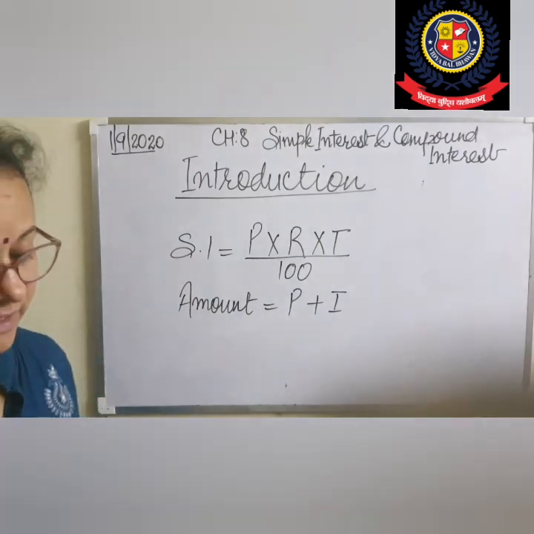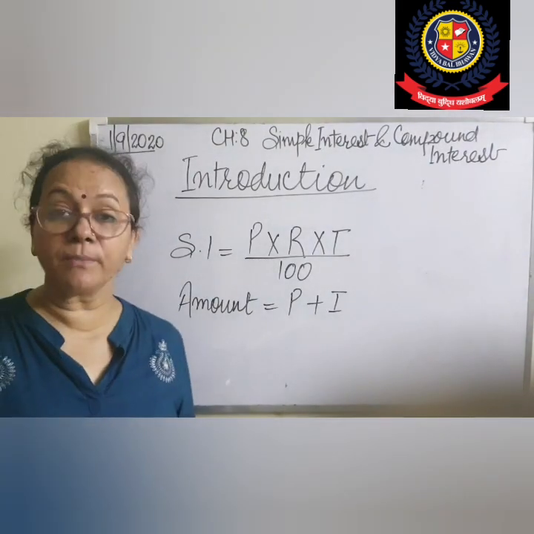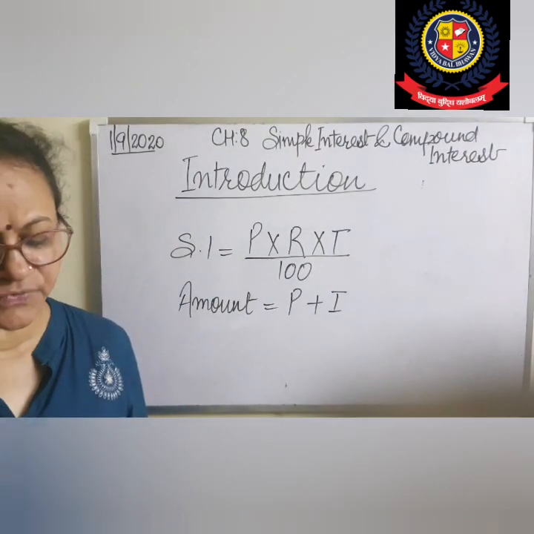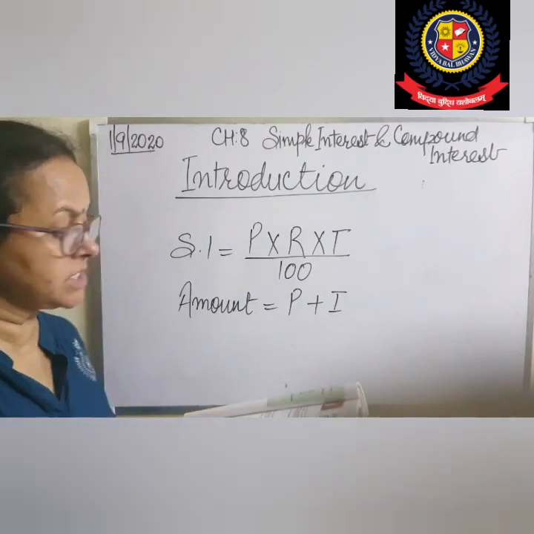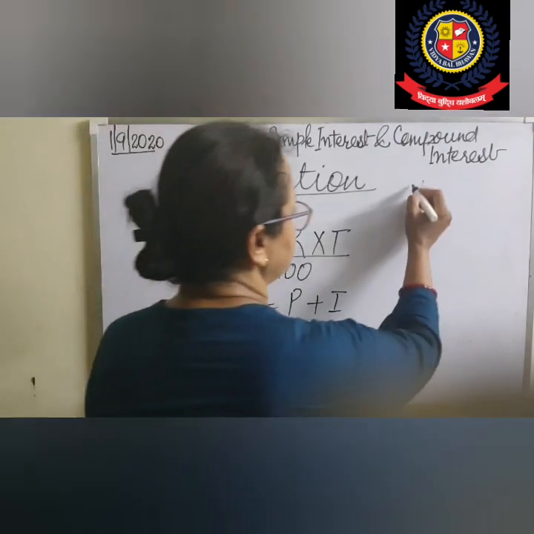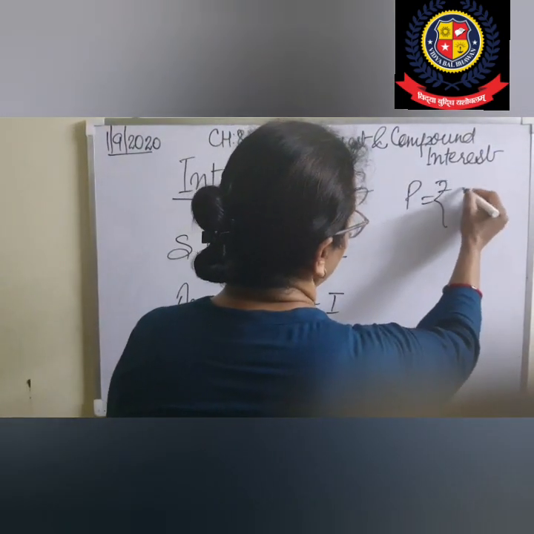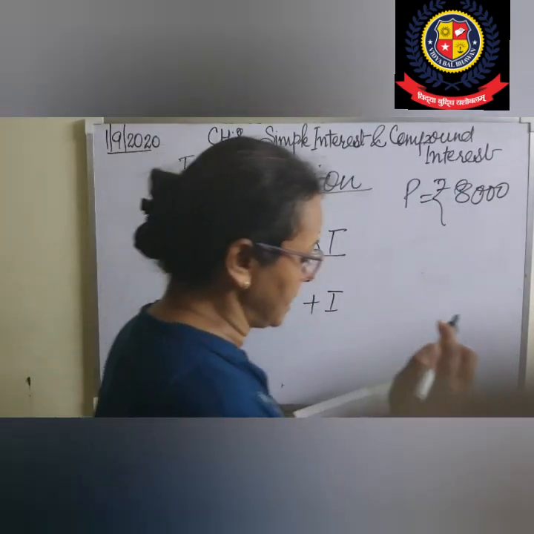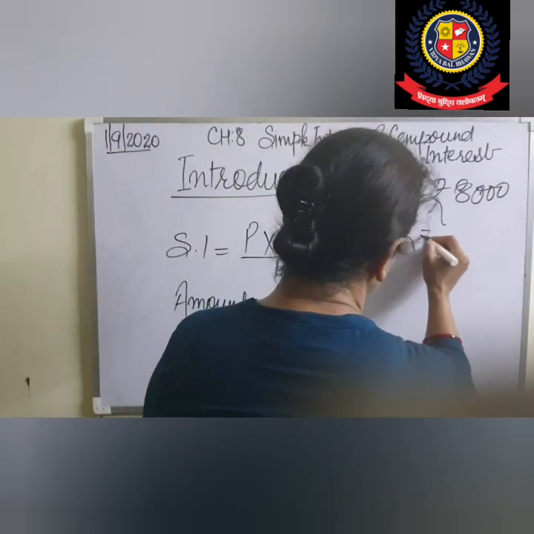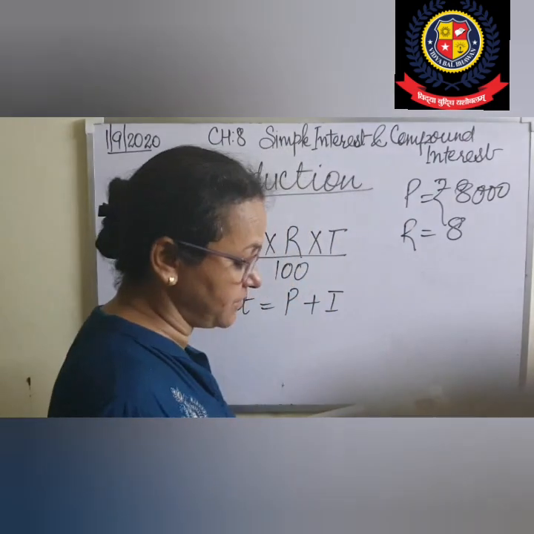An example is given. Consider the same example from Mr. Verma. Interest for the first year. Mr. Verma has taken 8,000. How much has he taken? Principal is 8,000. Right? Principal is rupees 8,000. Then rate R is 8%, sorry. And time period is 1 year.